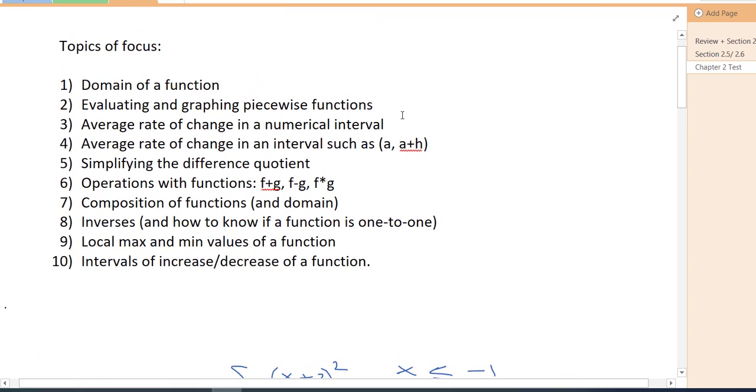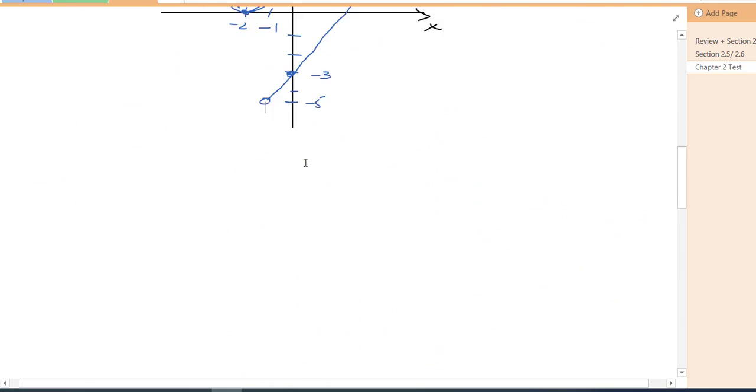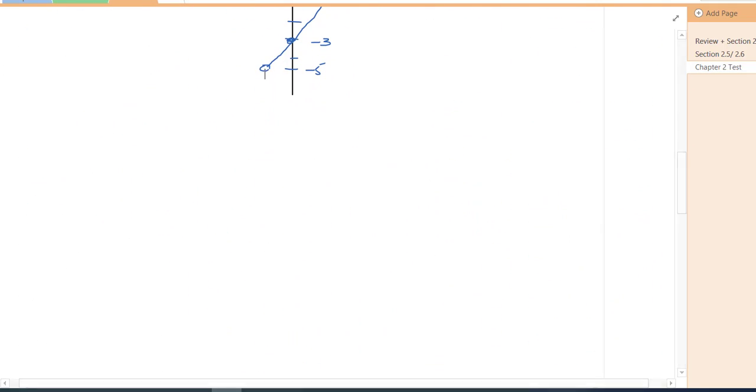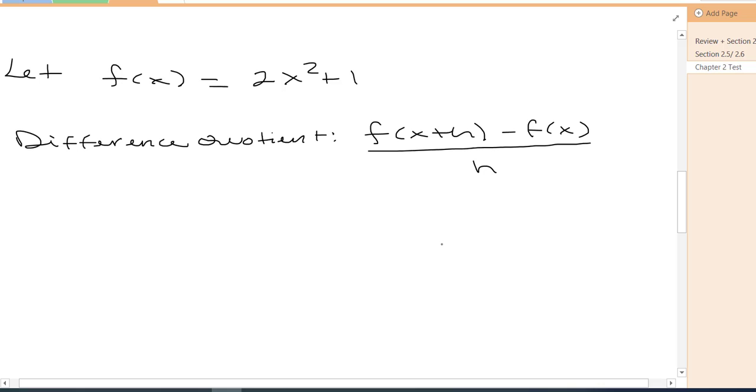The next example that I want to do is something with simplifying the difference quotient, so number 5. So let's try simplifying the difference quotient for a particular function. Okay, so in this example, let f of x be 2x squared plus 1, and we're going to simplify the difference quotient. So the difference quotient is this quantity, f of x plus h minus f of x all over h, which is really the average rate of change on the interval x and x plus h. And so we're going to simplify that. What does it mean to simplify it? The goal for these is to eliminate the h from the bottom, from the denominator.